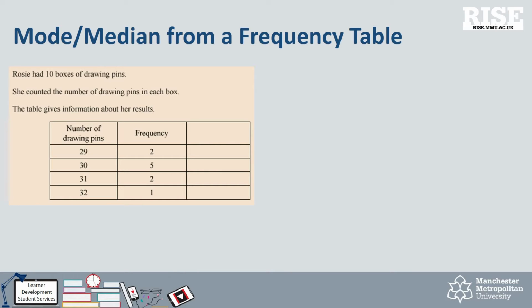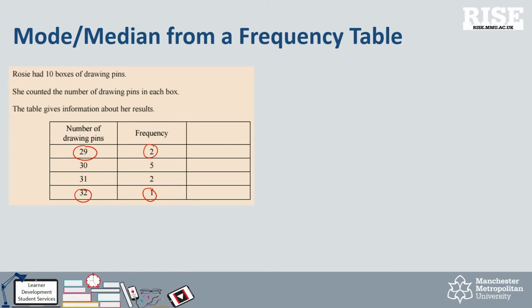In this example, we have Rosie. She's got 10 boxes of drawing pins. She counts the number of drawing pins in each box and gives the information in the table below. We read this table as follows. 2 of the boxes had 29 drawing pins in each. 1 of the boxes had 32 drawing pins in.